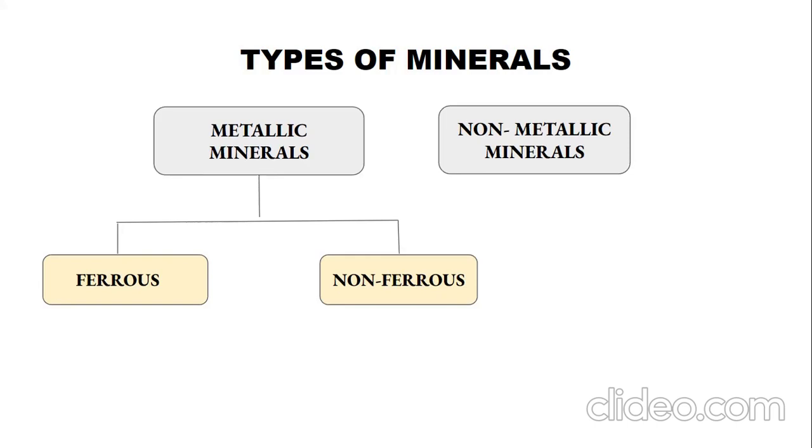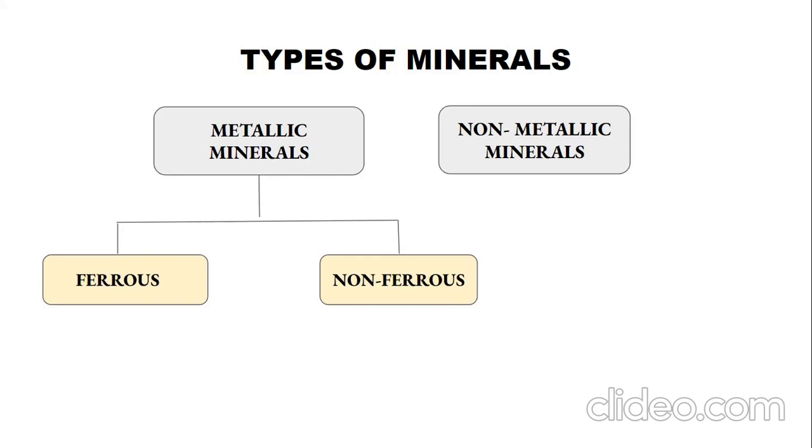So we all know that gold does not contain iron, silver does not contain iron, aluminium does not contain iron, copper does not contain iron. So that is why they are non-ferrous. Understood? So there are two types of minerals. First, metallic. Metallic is further divided into two, ferrous and non-ferrous. Ferrous minerals contain iron particles, and non-ferrous minerals do not contain iron. Understood? Then next is non-metallics.